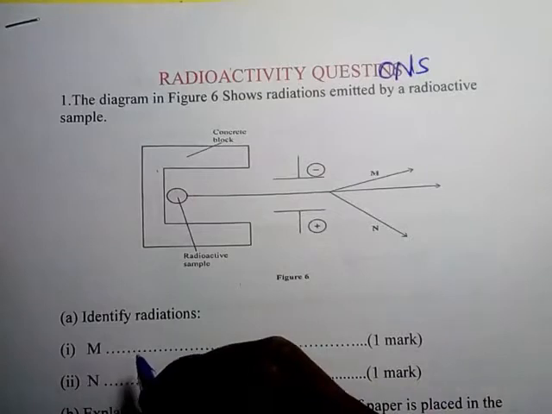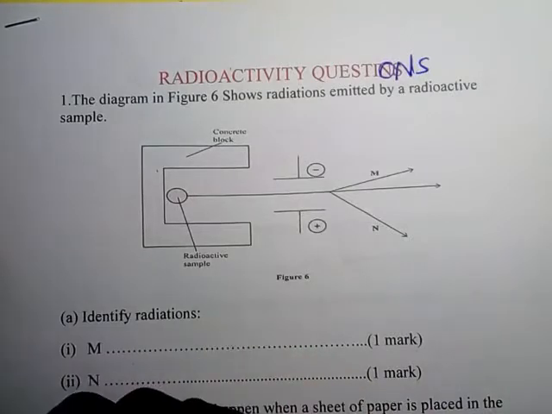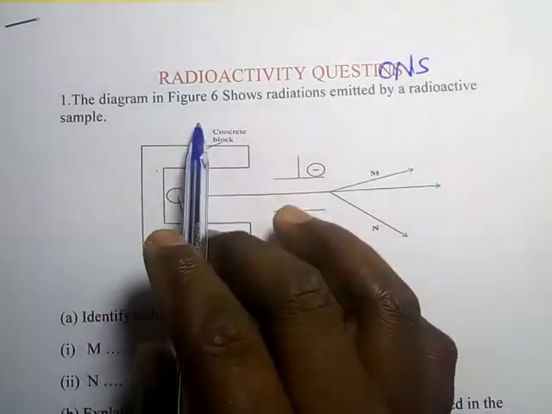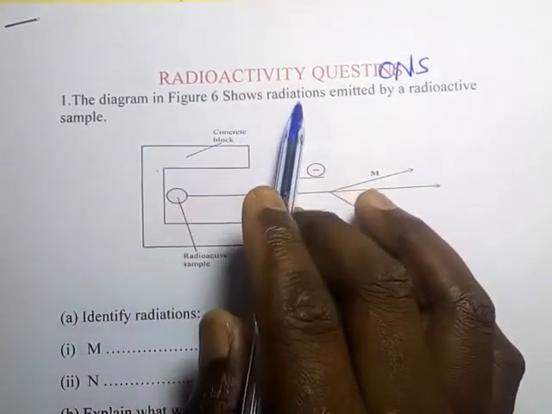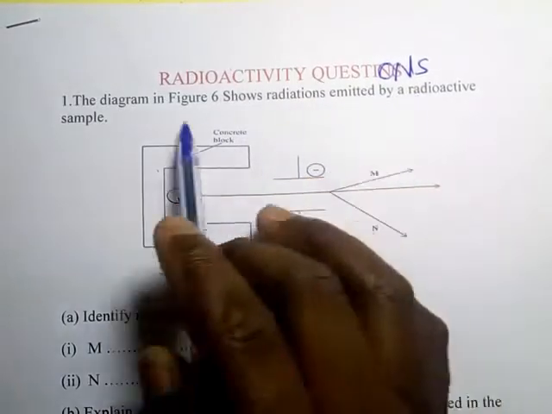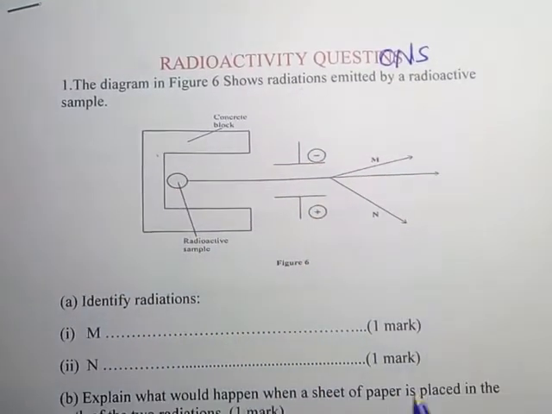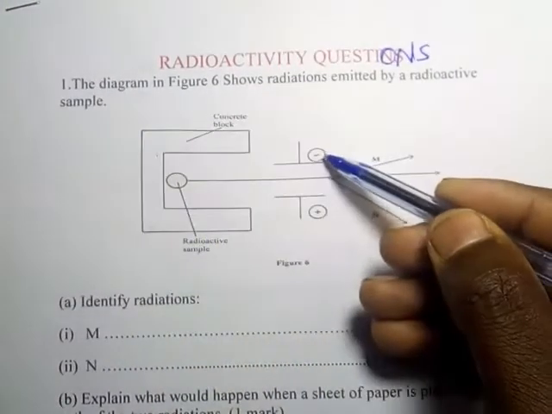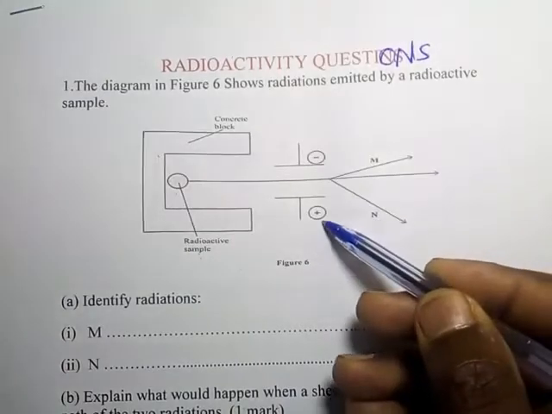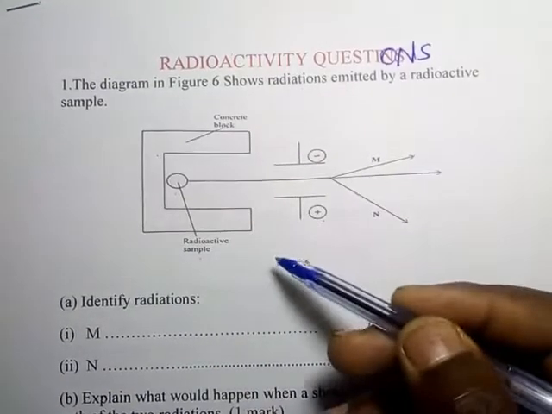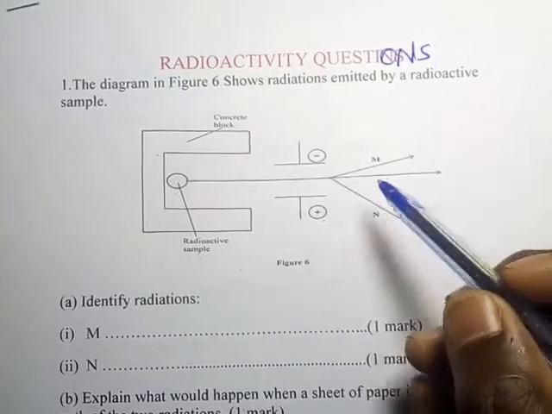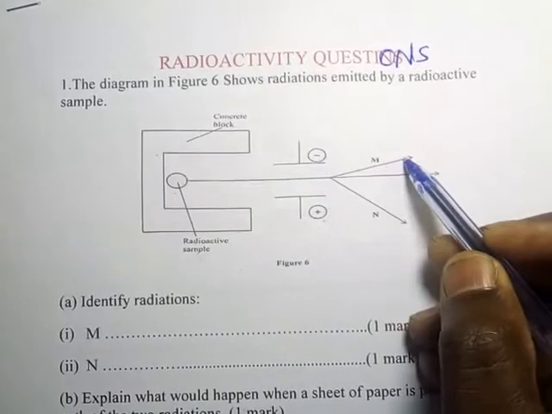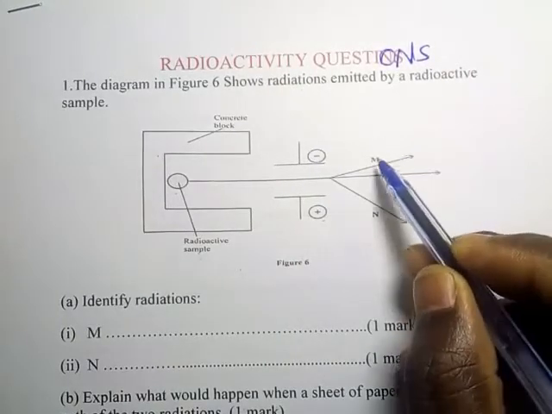Let us look at these questions of radioactivity and see how we are supposed to respond to them. The diagram in figure 6 shows radiation emitted by a radioactive sample. So this is the diagram, a radioactive sample. This is the negative and this is the positive. Before you even go to the question, you need to understand which one is deflected towards the negative, from the characteristics of the radiations.